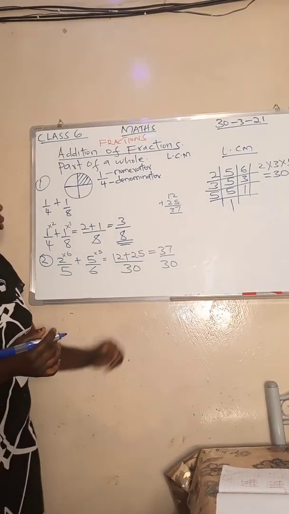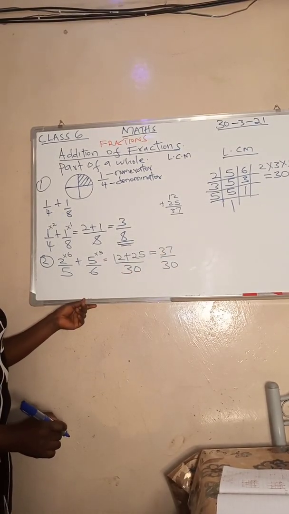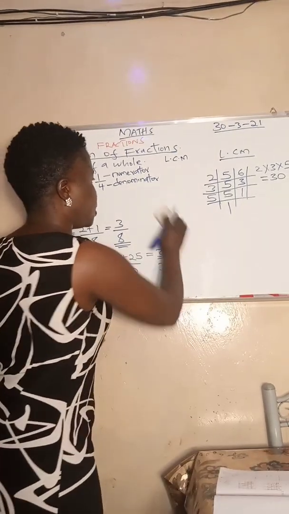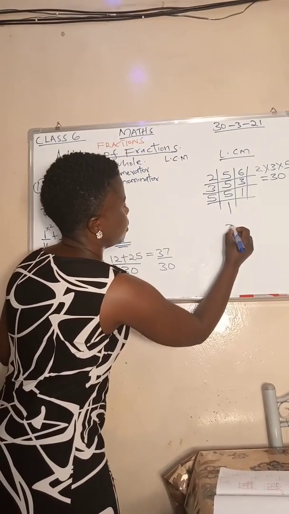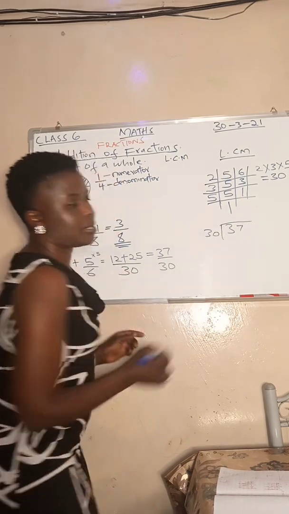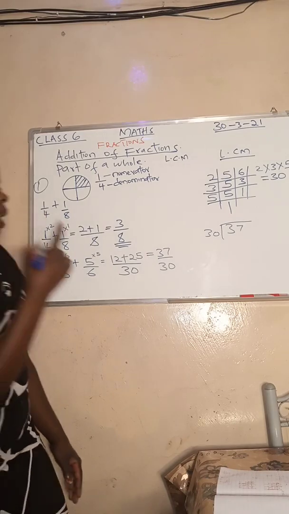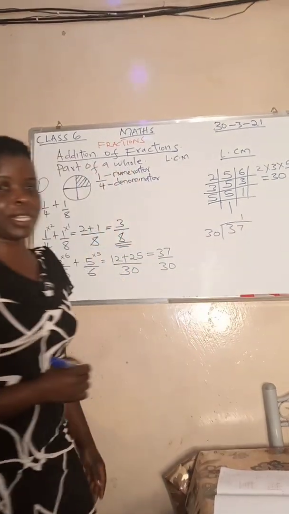So let's divide it. We can't leave it like that. So 37 divided by 30. Let me use this space here. 37 divided by 30. That is 37 inside the box and 30 is outside. So 30 goes into 37 how many times? 1. We write our 1 there.